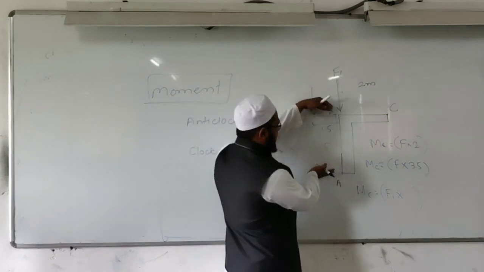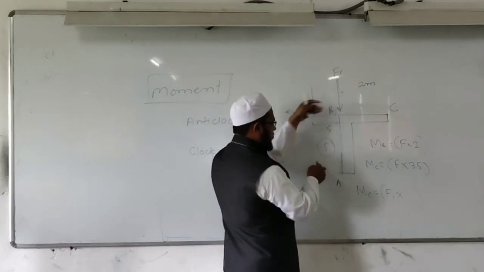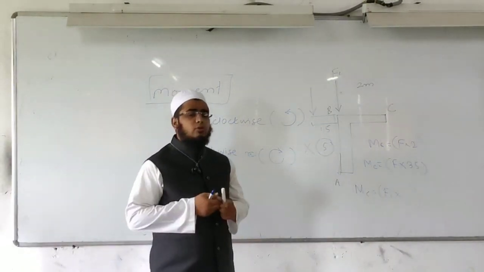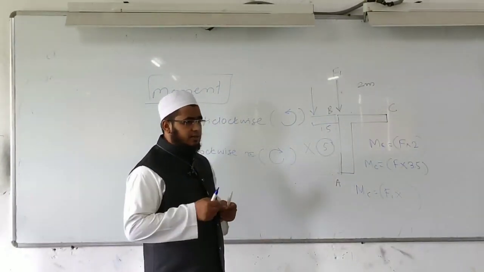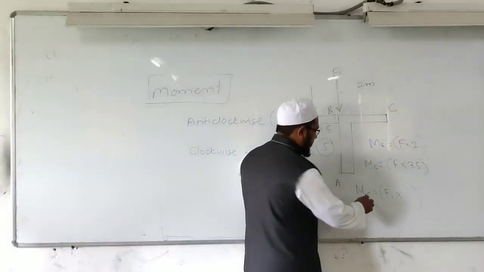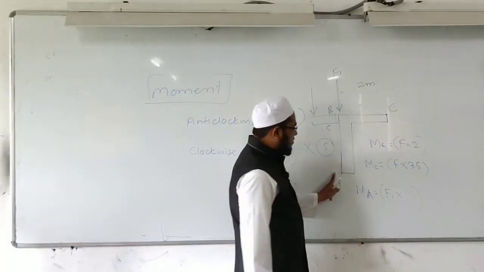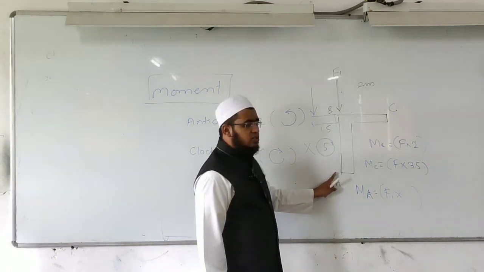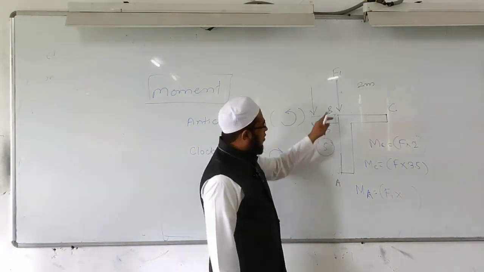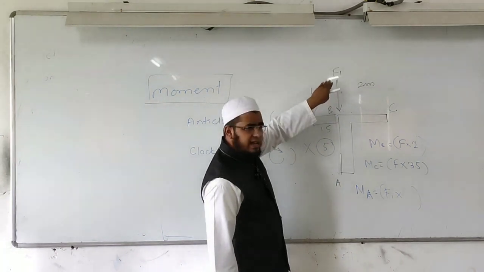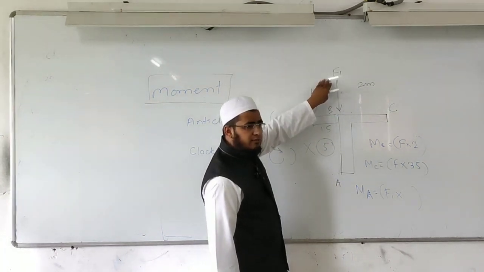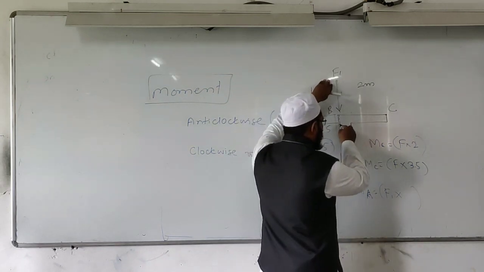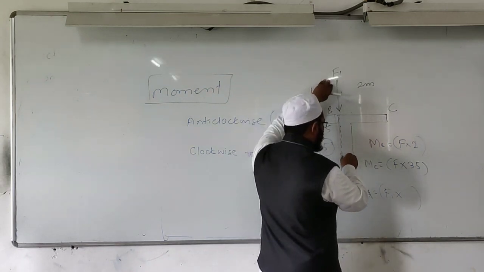Students will say the perpendicular distance is 5, but actually it is wrong, because the perpendicular distance should be from the moment center. If we are calculating the moment about point A, then A is our moment center, and from A I will calculate the distance of force F, and this force F should be considered along the line of action of the force.